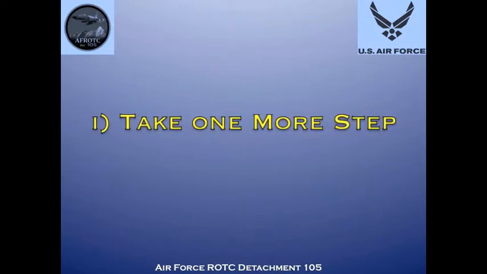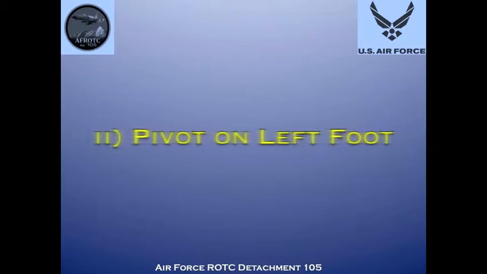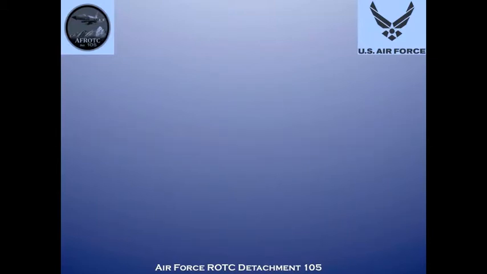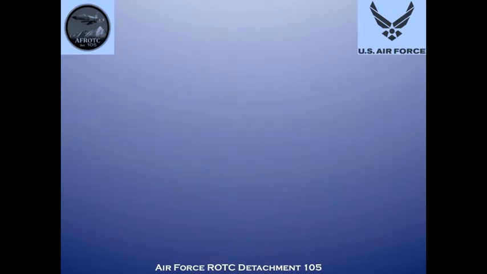On the command, march, cadets will take one more step before pivoting 90 degrees on their left foot in the same manner that they would if they were performing a static facing movement. Note that during the pivot, there should be no arm swing. After performing the 90-degree pivot, cadets should step off with their right foot. Let's see this in action.